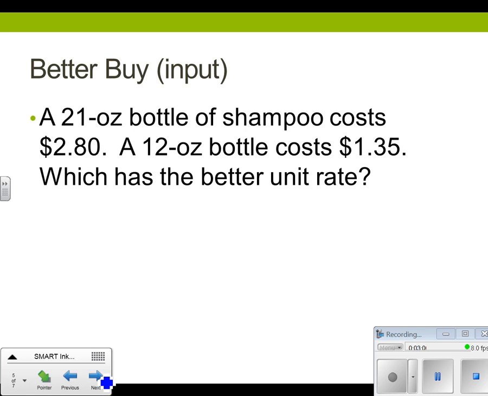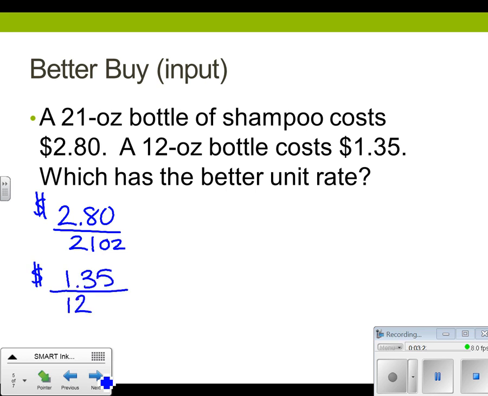When we look for better buys, we're always looking at unit rates. For example, if we have a 21-ounce bottle of shampoo, that's $2.80. So if you take $2.80, which is a 21-ounce bottle, and we're going to compare it to a bottle that's $1.35, and that bottle has 12 ounces in it, finding better buys, one thing you can do is figure out, well, how much is just 1 ounce? So you can figure out where you're getting more for your dollar.